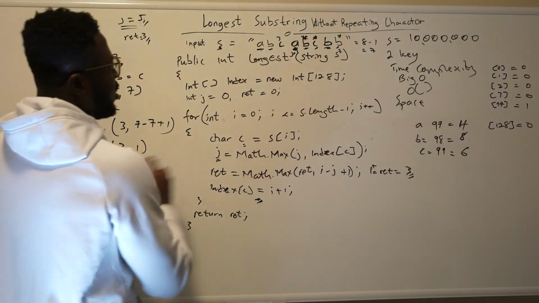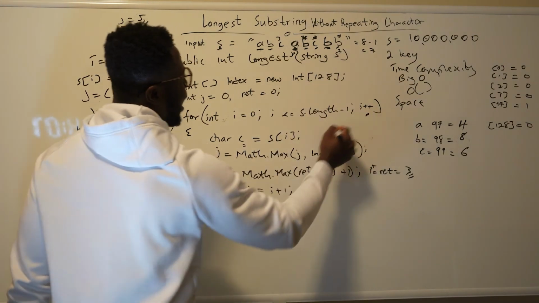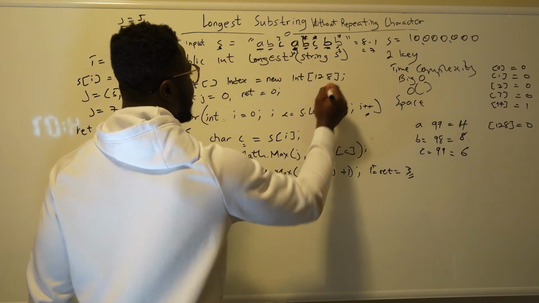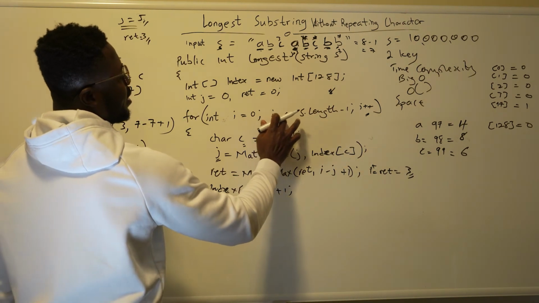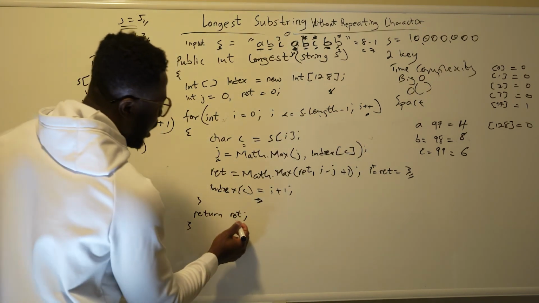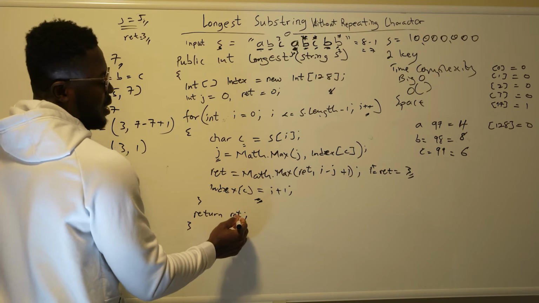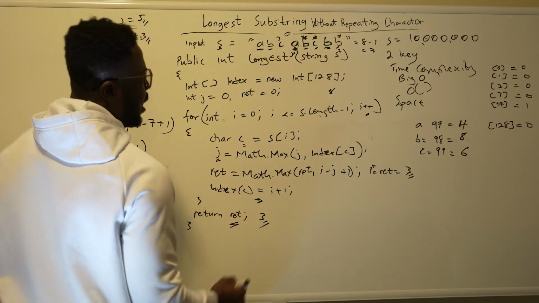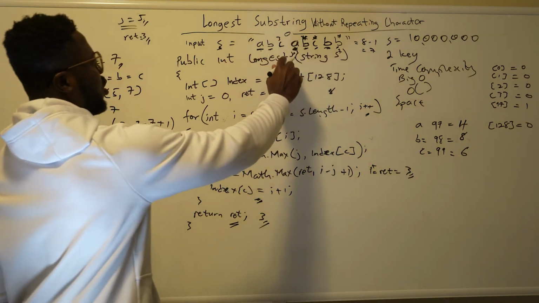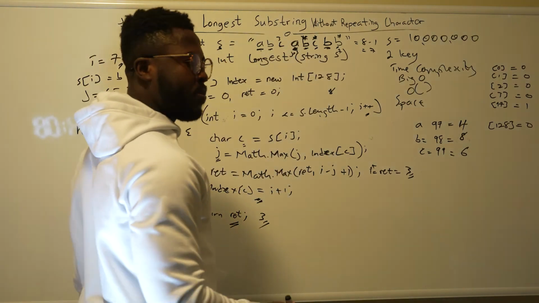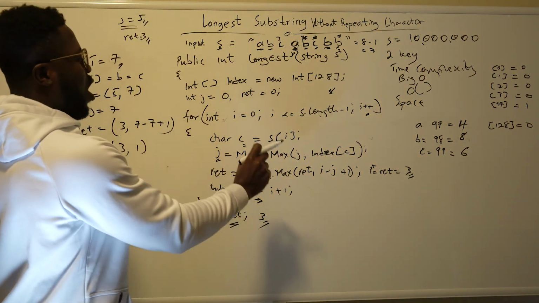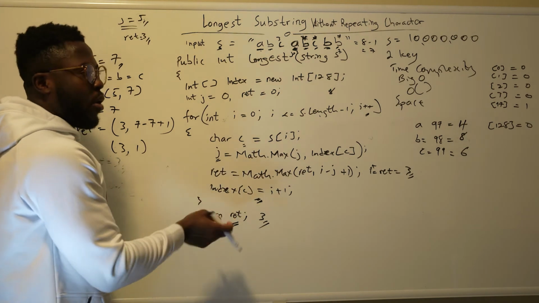Then we come here, we increment I, which is going to be 8. 8, this will be false. Then we will be out of the for loop. Then we return, which the return type is 3. And that will be the length of the substring without repeating character. So this is the process of stepping through and understanding the algorithm.